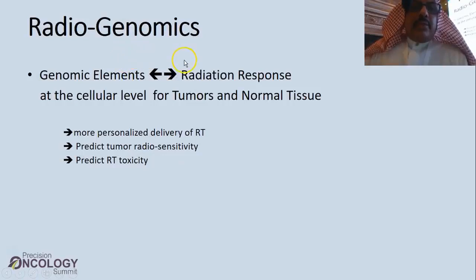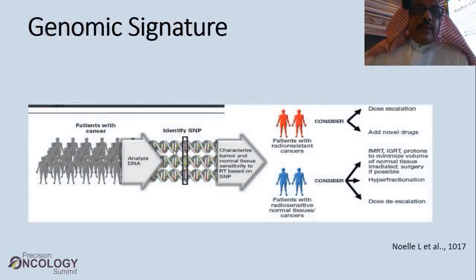This is a new term, radiogenomics. Basically, it's an interplay between the genomic elements and the radiation response at the cellular level, for the tumor and for the normal tissue. It will allow us to give more personalized radiation, customized to the patient, to predict the tumor radiosensitivity and also to predict the radiation toxicity.